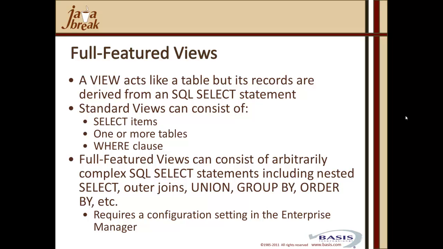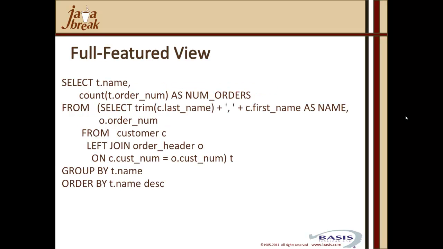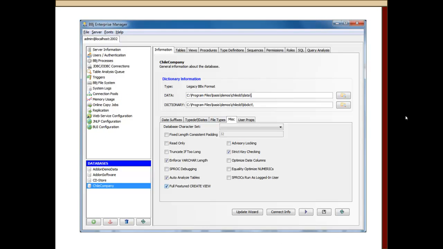It does require a configuration setting in the Enterprise Manager. A standard view would be select customer number, last name, first name, address from customer, where state equals New Mexico, for example. A full-featured view can be really complex. It could be a multi-page SQL select statement. And this is where you would find it in Enterprise Manager, where you would go and enable it under the Information tab for the database, and under Miscellaneous, down here we have this checkbox for full-featured create view. So if you check that box, you'll be able to take advantage of this new functionality that of course is not backward compatible to old versions of either Pro5, Visual Pro 5, or BBJ.